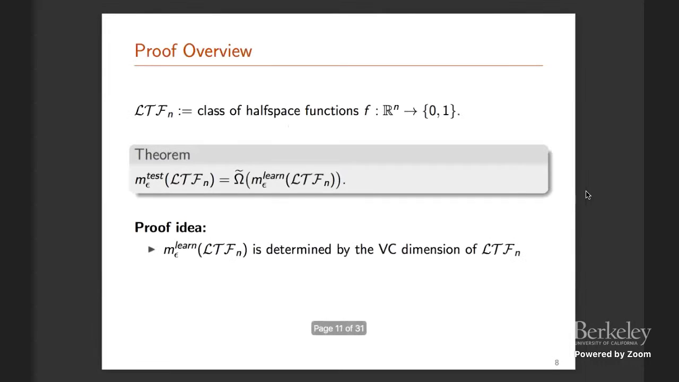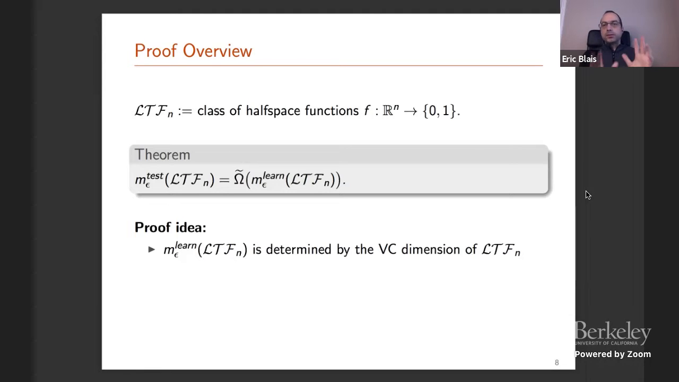Let me explain what I mean by this answer a little better. Just to have some notation, I'll write LTF for the class of half space functions in n dimensions, so R^n. I think all the results, with a slightly different argument, also hold if you're looking at Boolean functions, so half spaces over the Boolean hypercube. We just need to change the proof a little bit. But what do I want to prove? I want to prove that the number of samples I need to test is roughly the same as the number of samples I need to learn half spaces.